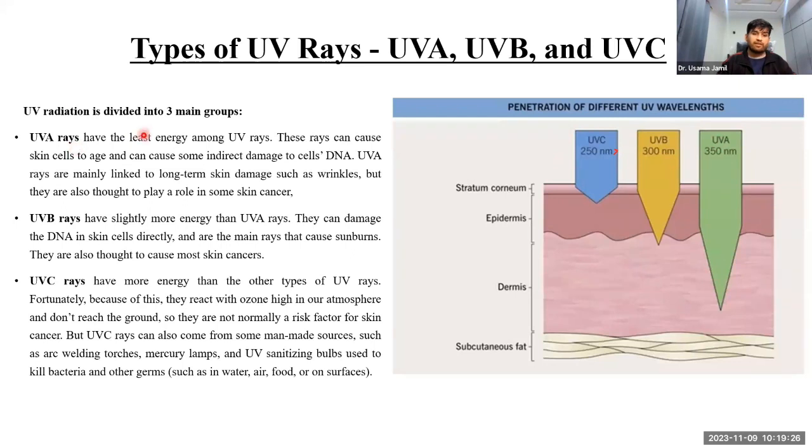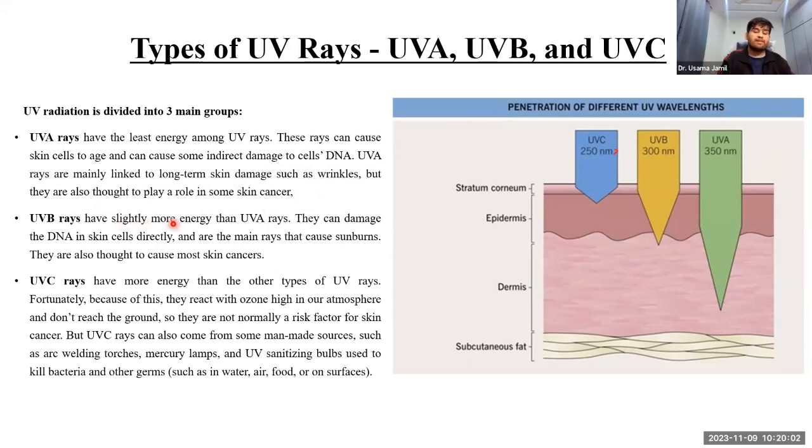UVA rays have the least energy among the UV rays. These rays can cause skin cells to age and cause some indirect damage to the cell's DNA. UVA rays are mainly linked to long-term skin damage such as wrinkles, but they are also thought to play a role in some skin cancers. So UVA rays are culprits that cause disease in a slow manner. They can make the skin age faster and can potentially develop a cancer over a long period of time.